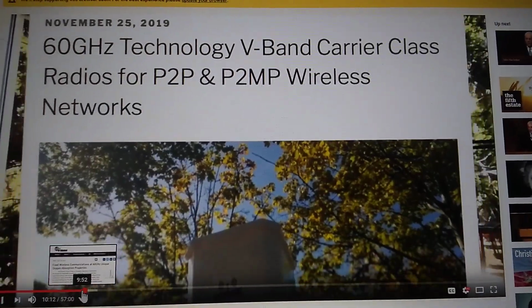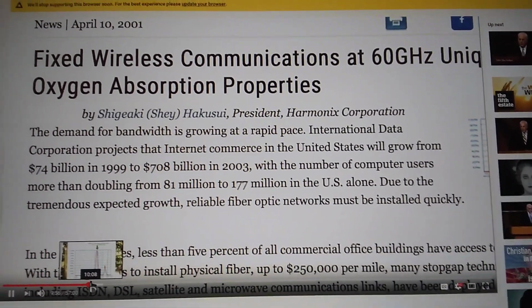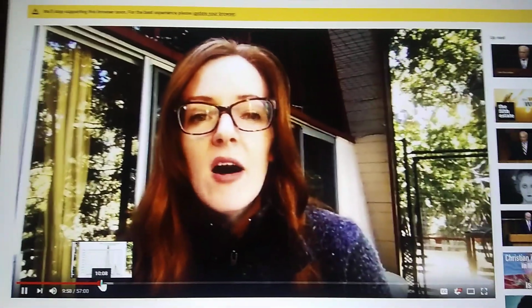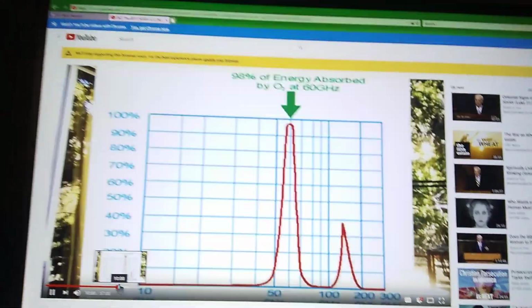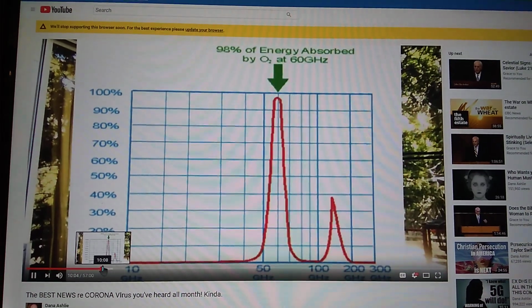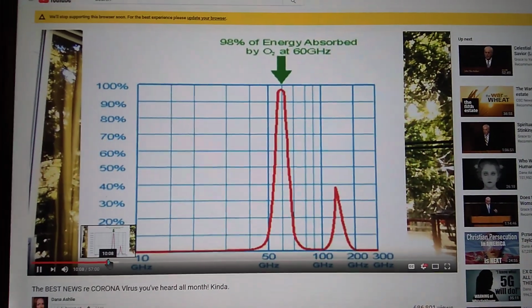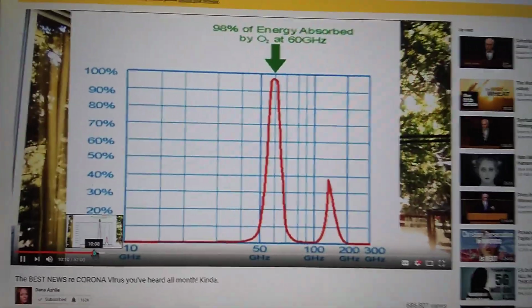Now in this article, 60 gigahertz, they openly admit that 60 gigahertz is absorbable by oxygen. You can see in this graph here its impact on oxygen. All the frequencies before 60 gig are non-impacted. Then once it hits that frequency, it spikes and becomes hugely absorbed by oxygen.